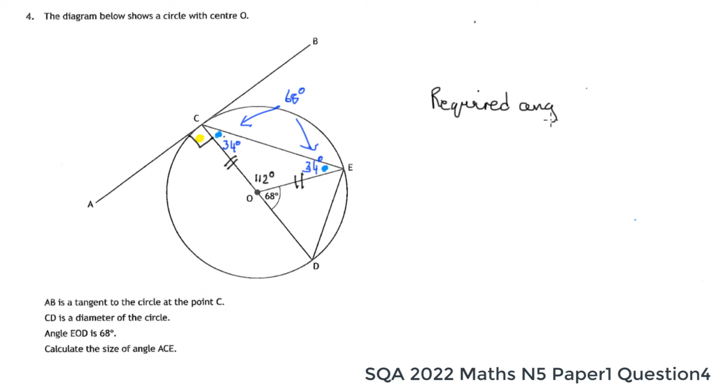So the required angle will be the sum of these two parts, the yellow and the blue. So remember, the yellow was a right angle, it's 90 degrees, and the blue we've now worked out is 34 degrees. So we have 124 degrees as the size of angle ACE, that red angle that we highlighted before.